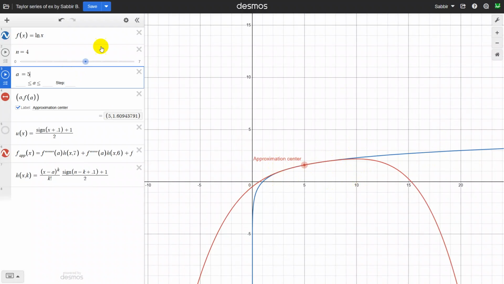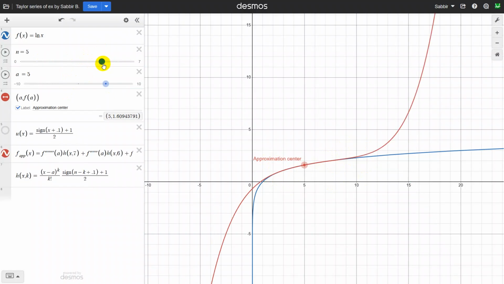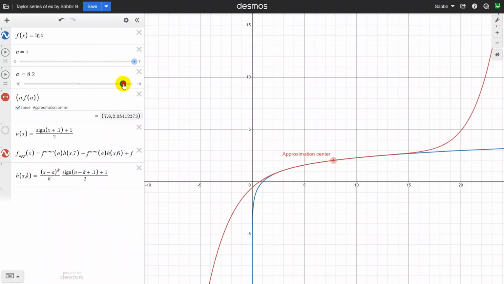Now let's see one thing. Let's increase the number n. Yes, so the boundary increases, right? The accuracy increases. So this is the approximation center. So this will be our bias point. This will be our operating point, where we can bias our transistor, where we can bias our device. So this is the thing.